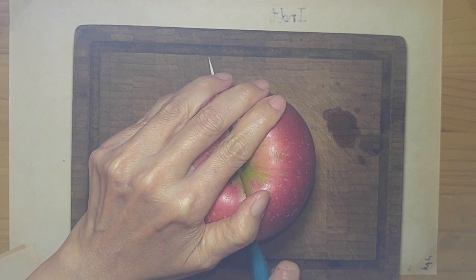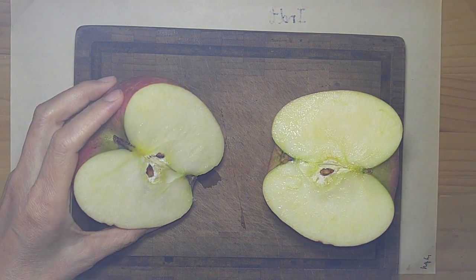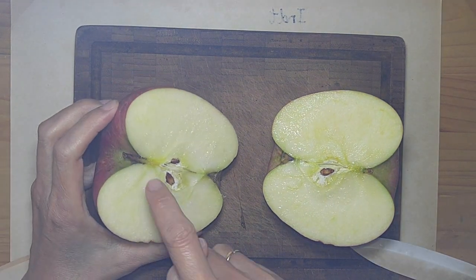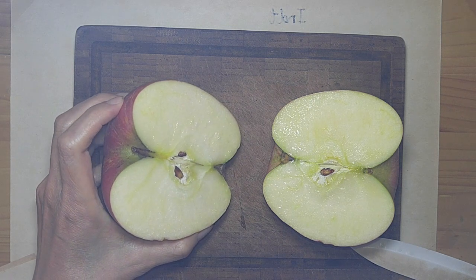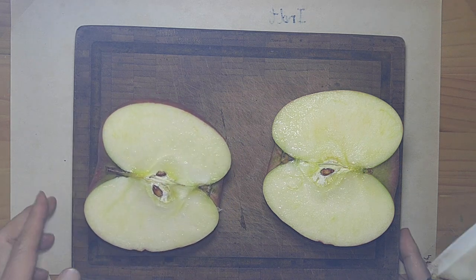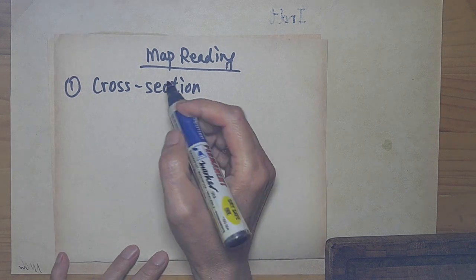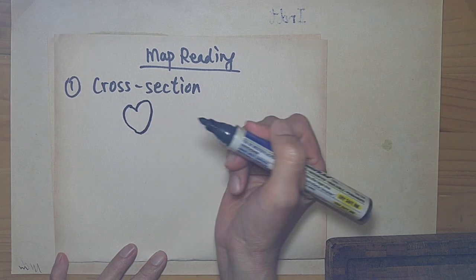It's very hard. Okay, here we go. So here you can see this. This is the cross section of an apple. Alright? Oh, it looks so delicious. Do you want to eat it? Okay, so now, what we have here, you can see that the cross section of the apple is just like a heart here, right?